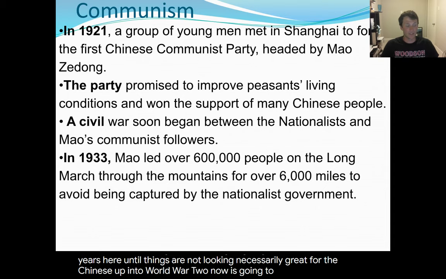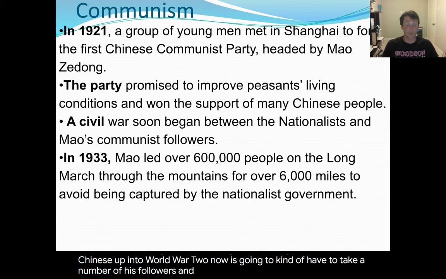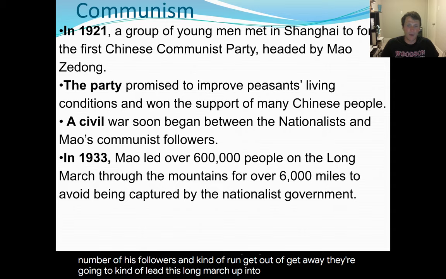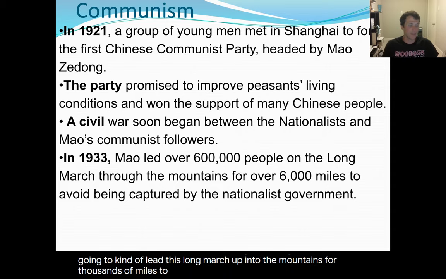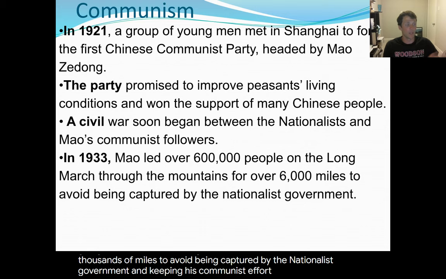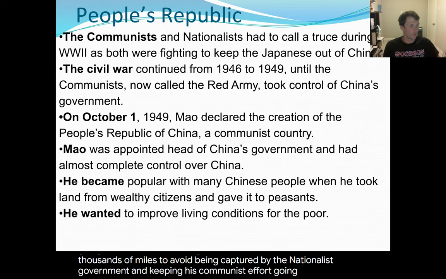Mao is going to kind of have to take a number of his followers and run and get away. They're going to lead this long march up into the mountains for thousands of miles to avoid being captured by the nationalistic government and keeping this communist effort going. You know, it's just a quote from Mao.